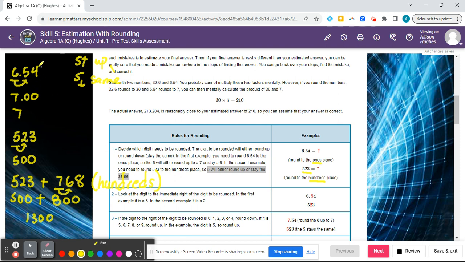So again, a few examples of rounding and then one example of going through that whole thing: round each of your numbers and then add them or subtract them or whatever your operation is to get your solution.